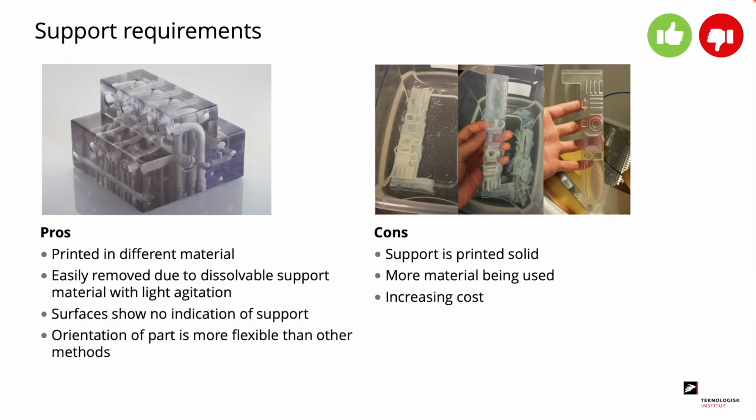The support requirements of material jetting can be both an upside and a downside. The advantage is that the support is printed in different material. It's easily removed due to dissolvable support material with light agitation, and the surfaces show no indication of the support, and orientation of the part is more flexible than other methods. On the downside, support is printed solid and you're using more material, and this of course increases the cost of the part.